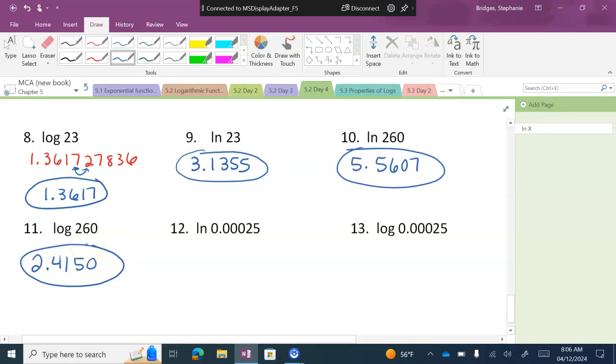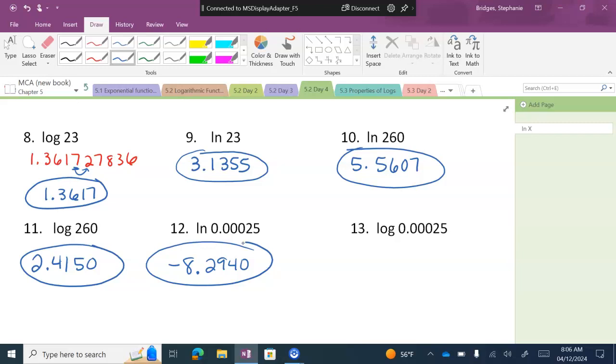Then I'm going to do the natural log of 0.00025. And this time I get a negative number, which is okay. It's going to be negative 8.2940. Did everybody get that? All right. And then we're going to do the log of 0.00025. And that also gives me a negative 3.6021. Anybody have any questions?